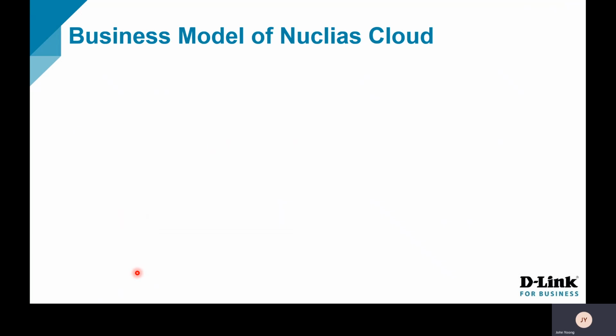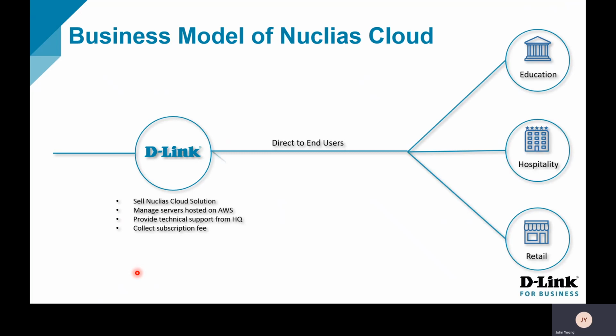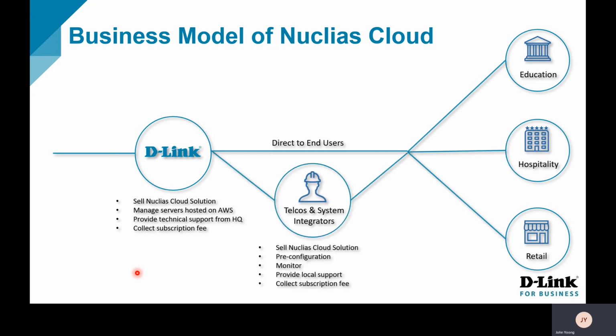So for the business model of the Nuclias Cloud, of course, the first one is that we deal direct to the end user. So the customer can just register their account through our Nuclias Cloud portal very easily. Remember, our cloud is hosted in AWS, and all the technical support is from our HQ or even our local support. Remember, Nuclias Cloud is 1 year, 3 years, and 5 years per license, per device, per license.